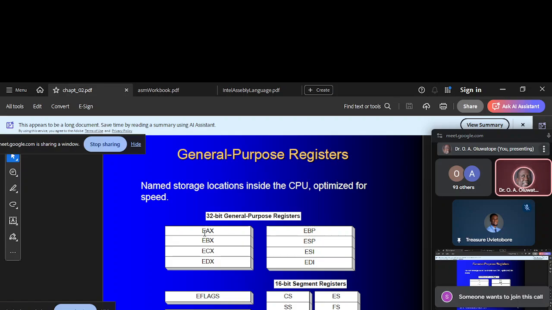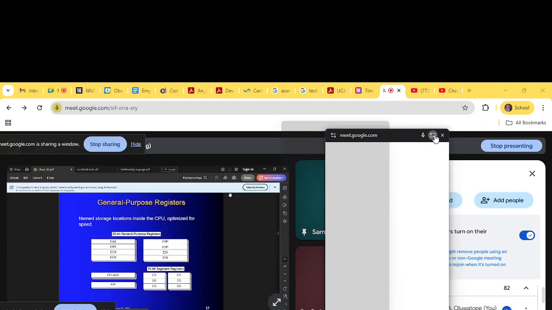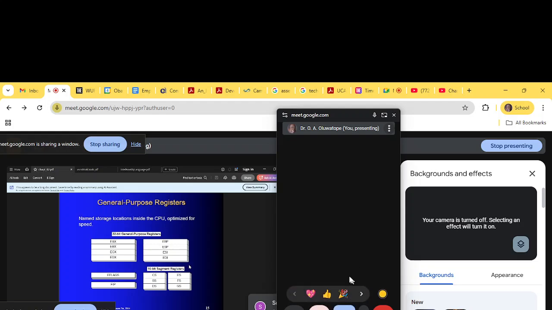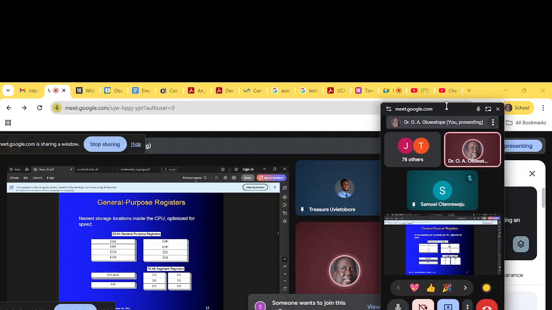The E simply means extended. Typically, an AX register is 16 bits, but when it is extended, it becomes 32. A BX register is 16 bits. When it is extended, it is 32. A CX register is 16 bits, and when it is extended, it extends to 32. Likewise, a DX register is 16 bits. When it extends, it becomes 32.